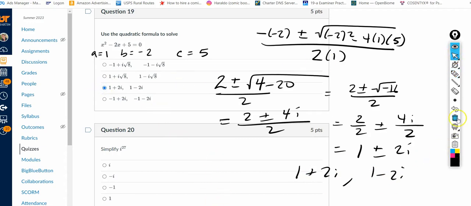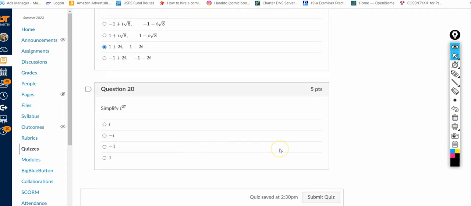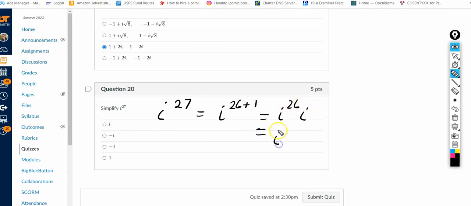And finally, for the last one, simplify i to the 27. Well, I can write 27 as 26 plus 1. And so that's the same thing as i to the 26 times i to the first, which is just i. 26 is 2 times 13. And that's going to be the same thing as i squared, all to the 13th power.